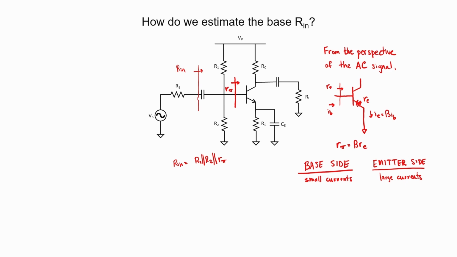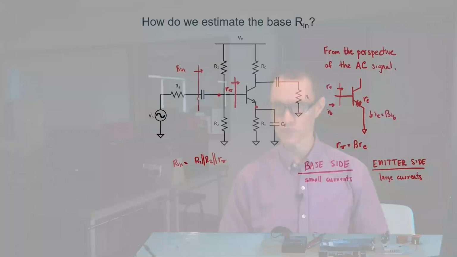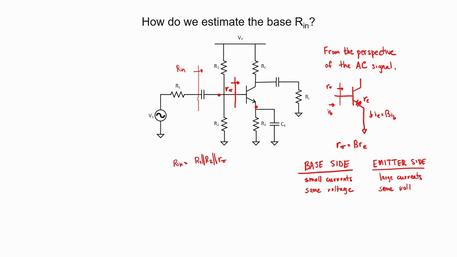How about the voltages, though? Is the AC voltage at the base larger or smaller than the AC voltage at the emitter? Well, they're typically the same number. It's just a forward bias junction, so when the base moves up, the emitter moves up, and likewise when they move down. These AC signals just move together. So the voltages are pretty much the same. Now think about Ohm's law. If you have the same voltage, but a small current and a large current, then the resistor is going to have the opposite relationship. The base side sees large resistances, and the emitter side sees small resistances.